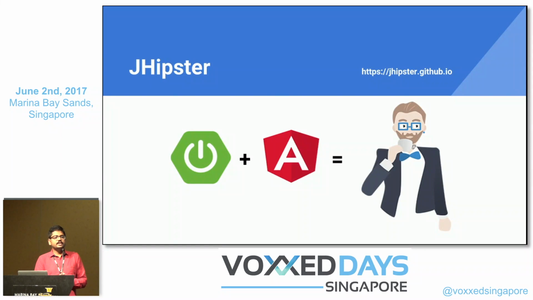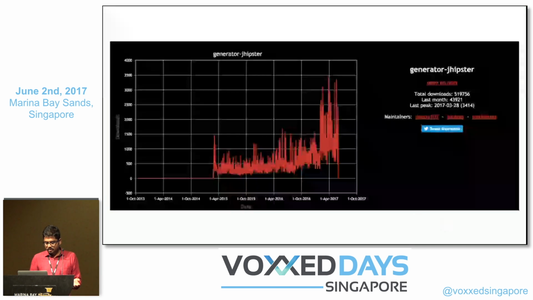So JHipster is nothing but a generator. It helps you to generate a Spring Boot-based application with Angular at the front end. So it gives you the complete suite for you, so you can get set and go ahead with whatever the model that you have inside.